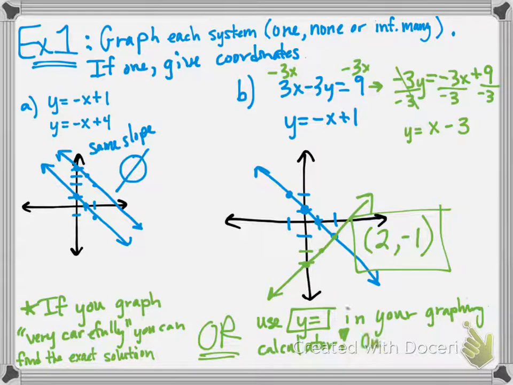Put the first equation in for y1, put the second equation in for y2, and then push, I believe, second trace, because that will go to calculate. You want to calculate the intercepts. Push number 4, because it will say, do you want to calculate where these two intersect? And then you push 4, or enter down on 4, and then it'll take you to the screen.